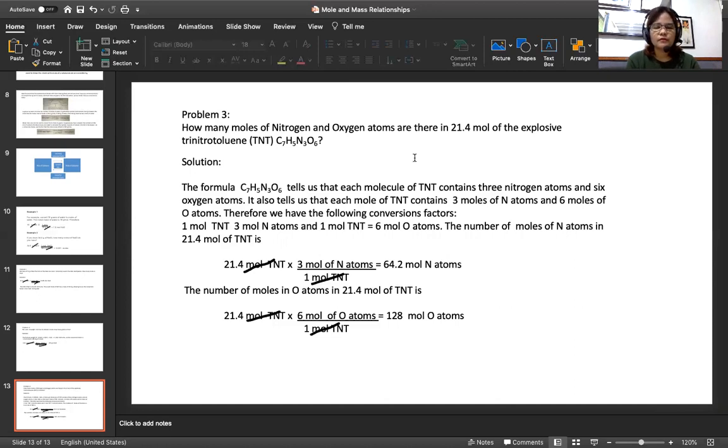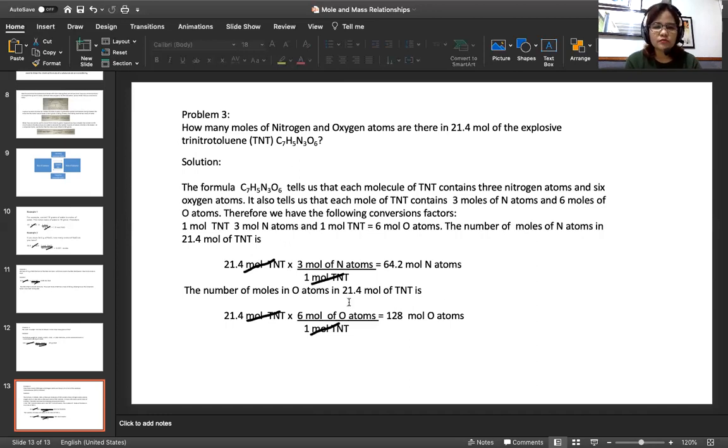So you will use the 21.4 moles again. Then where did I get this 3 moles? From the subscript of nitrogen. This is the subscript of nitrogen, so I put 3 moles here. It depends on the subscript of the ion inside the compound. Remember that. So 21.4 multiplied by 3. Therefore, in trinitrotoluene, there are 64.2 moles of nitrogen atoms.